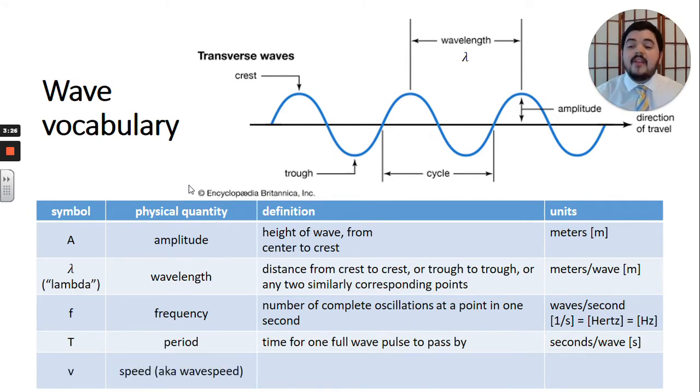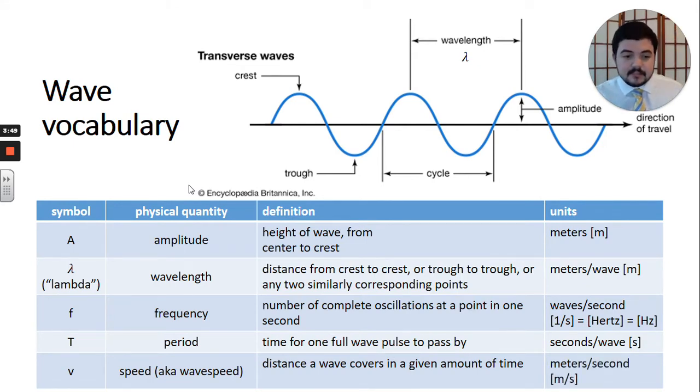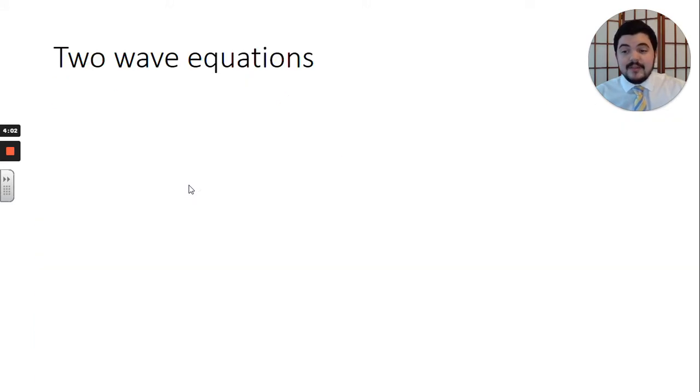And then the last quantity in this table is the speed. This is also sometimes called the wave speed. I've seen that both as two words, wave speed, and wavespeed all as one word. The symbol v is like always for all of our speeds. And it's the distance that a wave covers in a given amount of time, as any good speed definition ought to be. And so it has units of meters per second. It's distance per time. Those are our vocabulary terms for describing the properties of waves.